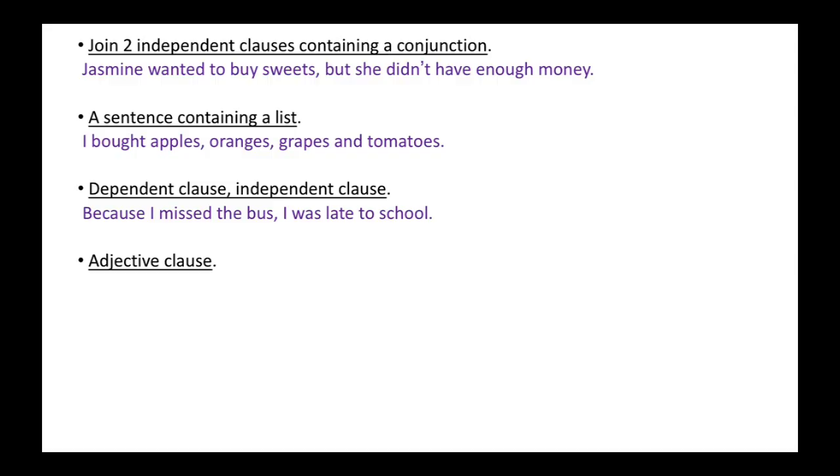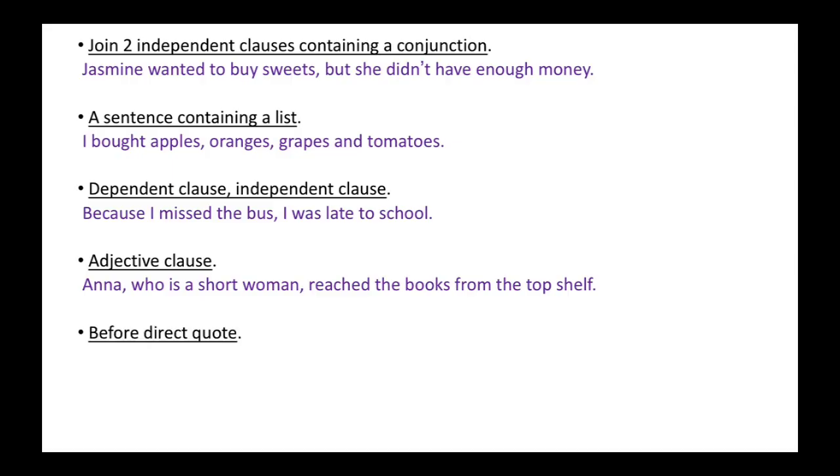An example of commas used in an adjective clause is: Anna, who is a short woman, reached the books from the top shelf. An adjective clause just provides extra information in a sentence. The adjective clause provides extra information about Anna. An example of a comma used before a direct quote is: Jane said, I want to go to the park.